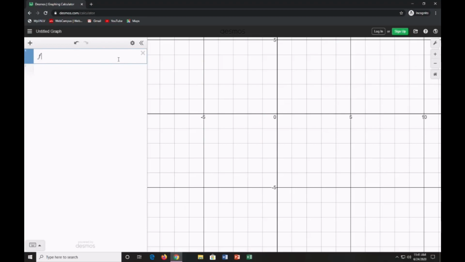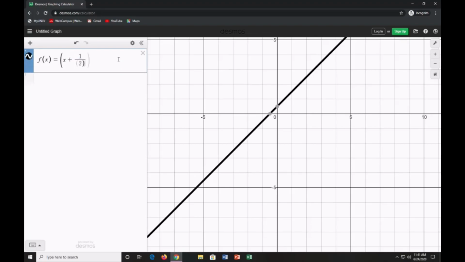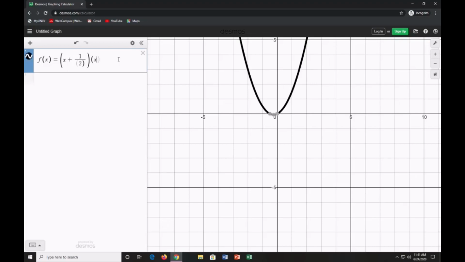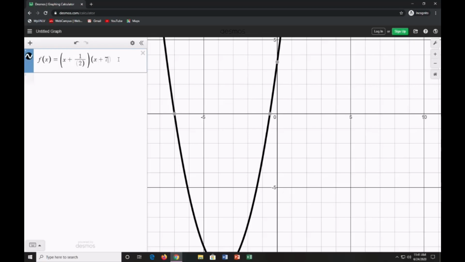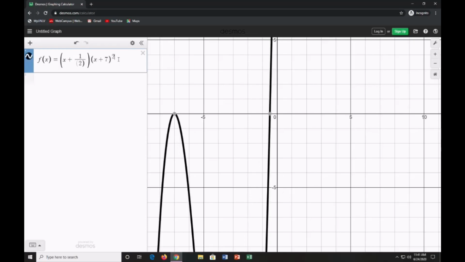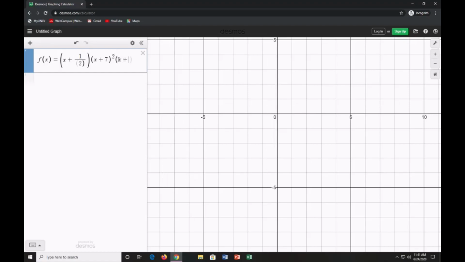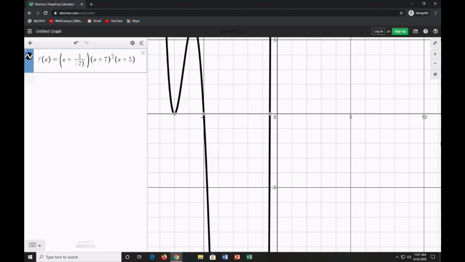The next polynomial was f of x equals (x plus 1/2), and that was, no power there. And then times (x plus 7) squared, like that, and then times (x plus 5). And let me zoom out.